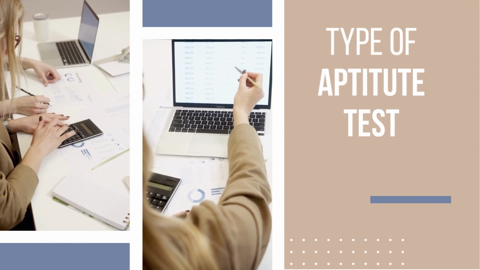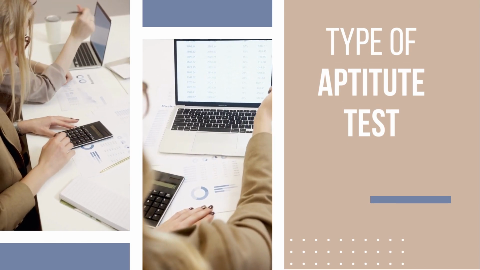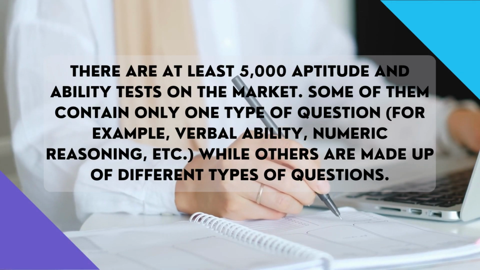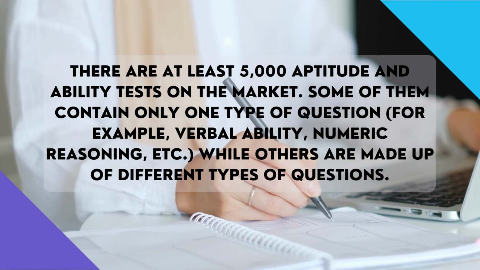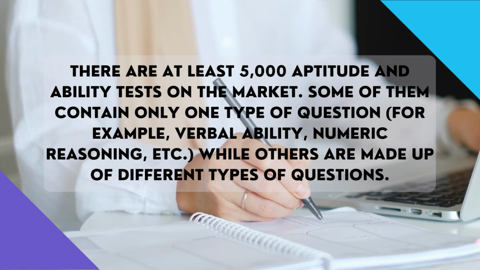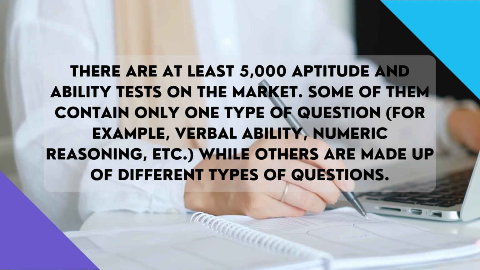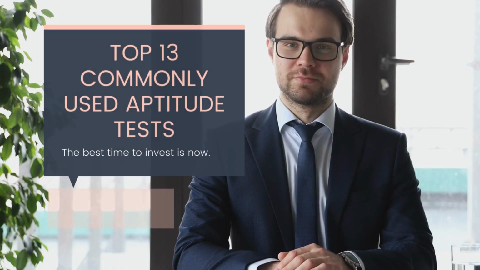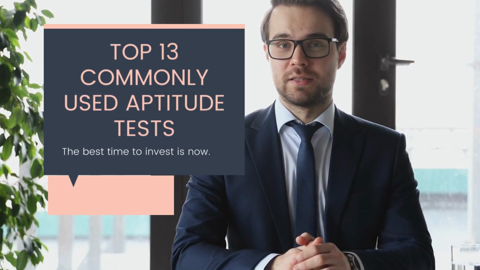Choosing the proper test for a recruitment process is critical, as the results play a big part in determining the candidate's overall suitability for the job. There are at least 5,000 aptitude and ability tests on the market. Some of them contain only one type of question, for example verbal ability, numeric reasoning, etc., while others are made up of different types of questions. Here are the top 13 commonly used aptitude tests.